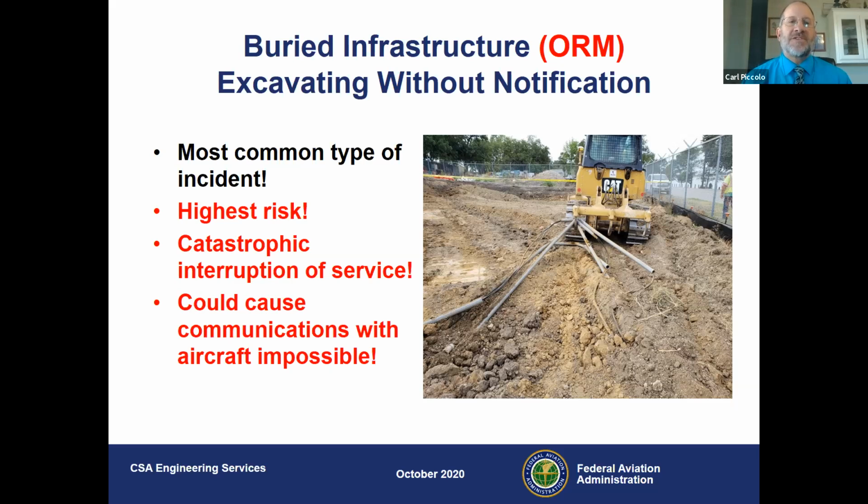I'm going to tell you, this is the most common type of incident that occurs, and it is the most dangerous. I'll give you an example of where this can be catastrophic. The particular cables that you see in this picture here are power cables to one of our nav aids, but this could very well easily be signal cables that go to our communication sites.